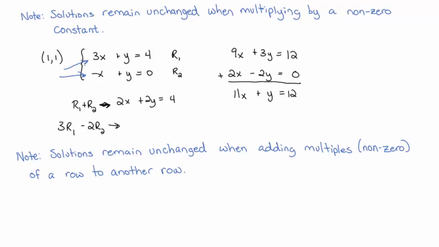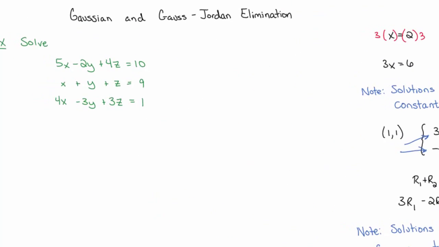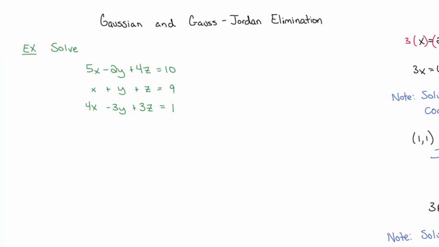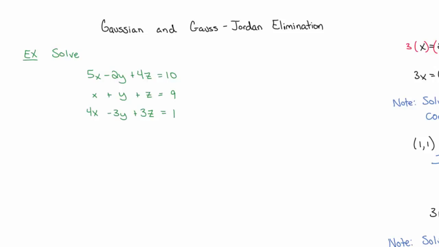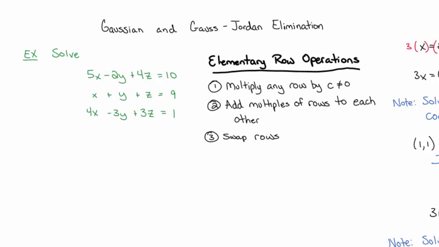And that seems very trivial, but still, those 3 operations define what we would consider to be the elementary row operations for a system of equations. So let me go ahead and write those in strong form here. So there we have it, the elementary row operations. Multiply any row by a non-zero constant, add multiples of rows to each other, usually non-zero multiples of rows, and then swapping rows. Those are all allowable.